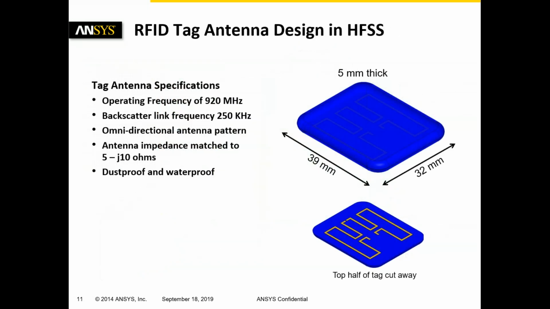After the antenna has been tuned, we can then go to the RFID tag antenna design in HFSS. Similarly, its operating frequency will also be 920 megahertz. The dimensions are displayed here. The top half of the tag cut away will give you the coils inside. Backscatter link frequency is 250 kilohertz. Omnidirectional antenna pattern. As such, we also want this to be dustproof and waterproof.